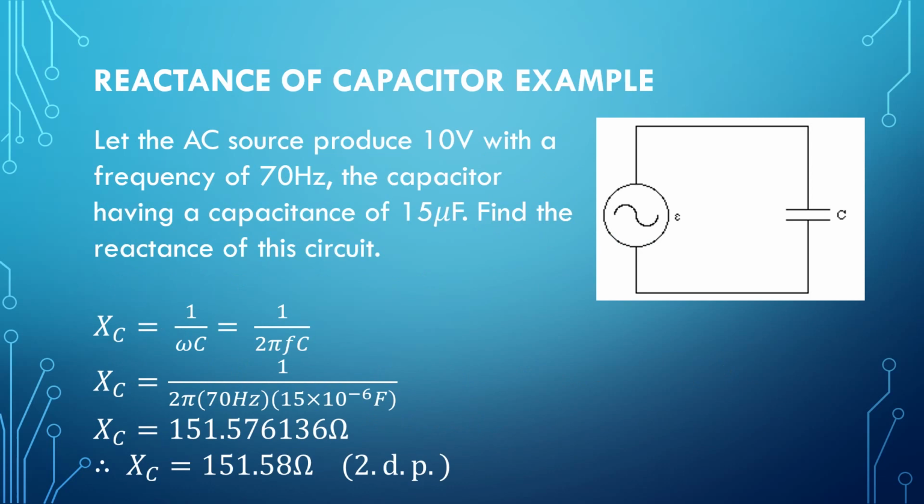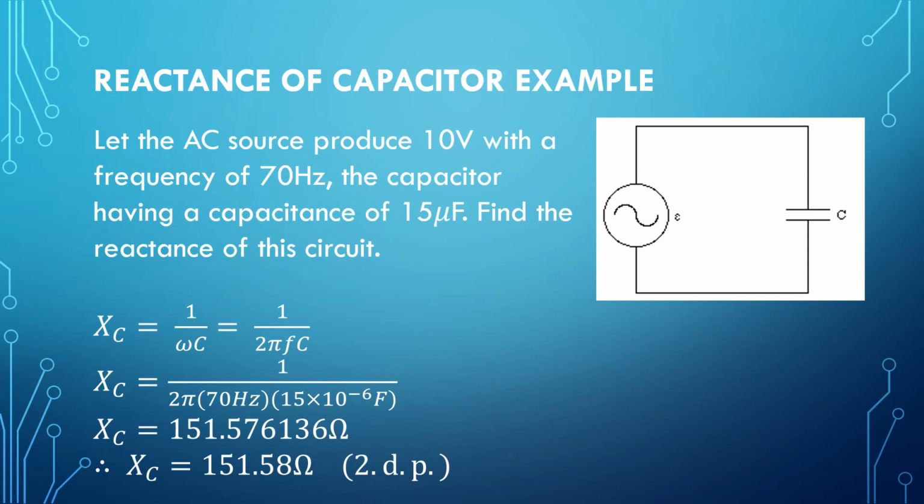Here is an example of a capacitor in an AC circuit, the AC power supply being 10 volts and 70 Hz in frequency, and the capacitance of the capacitor being 15 microfarads. To find the reactance, we use the formula provided earlier, being Xc equals 1 over omega times the capacitance. Here we simply use a method of substitution, as we substitute the frequency f in as 70 Hz and the capacitance as 15 times 10 to the negative 6 farads.